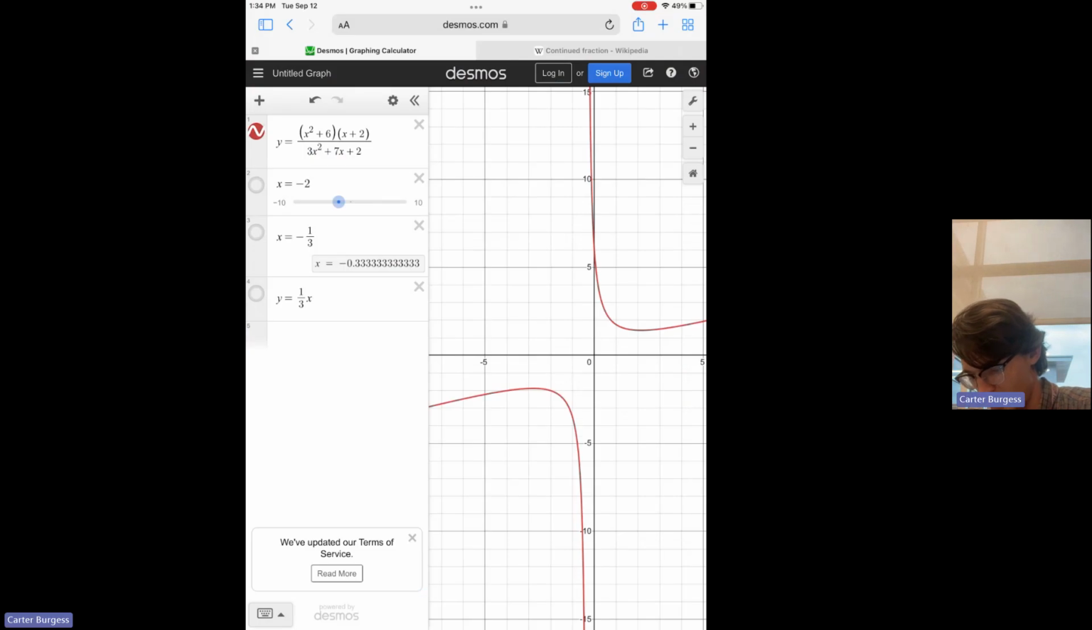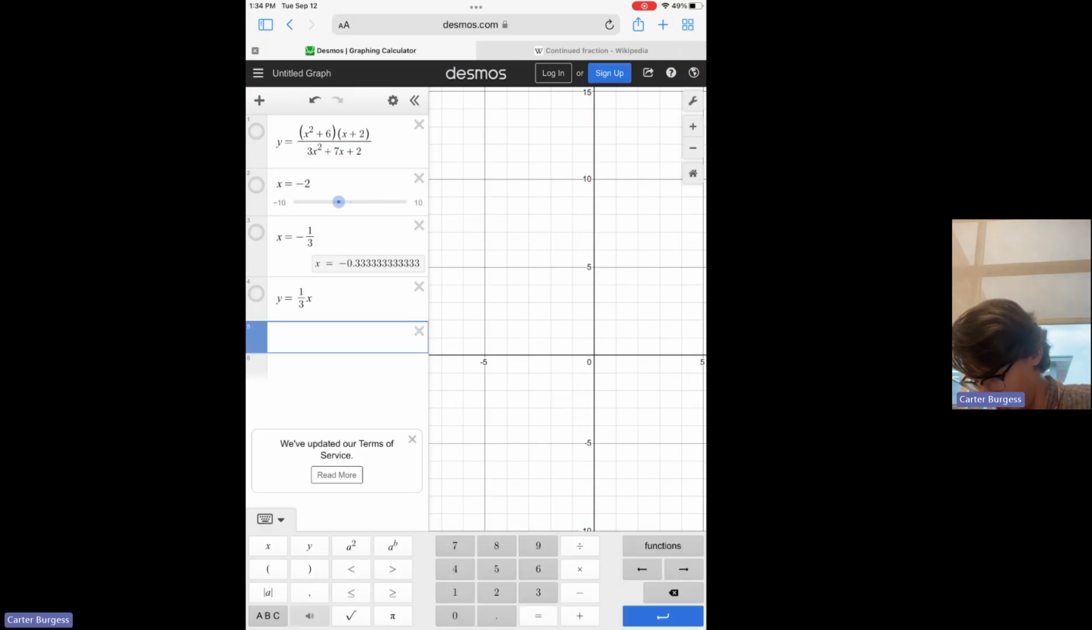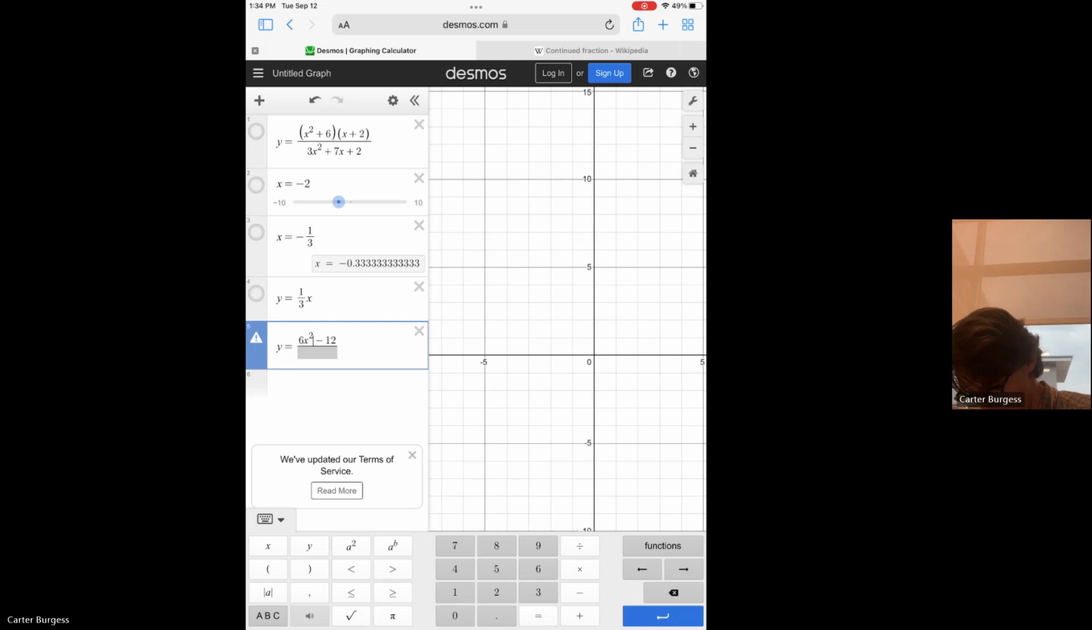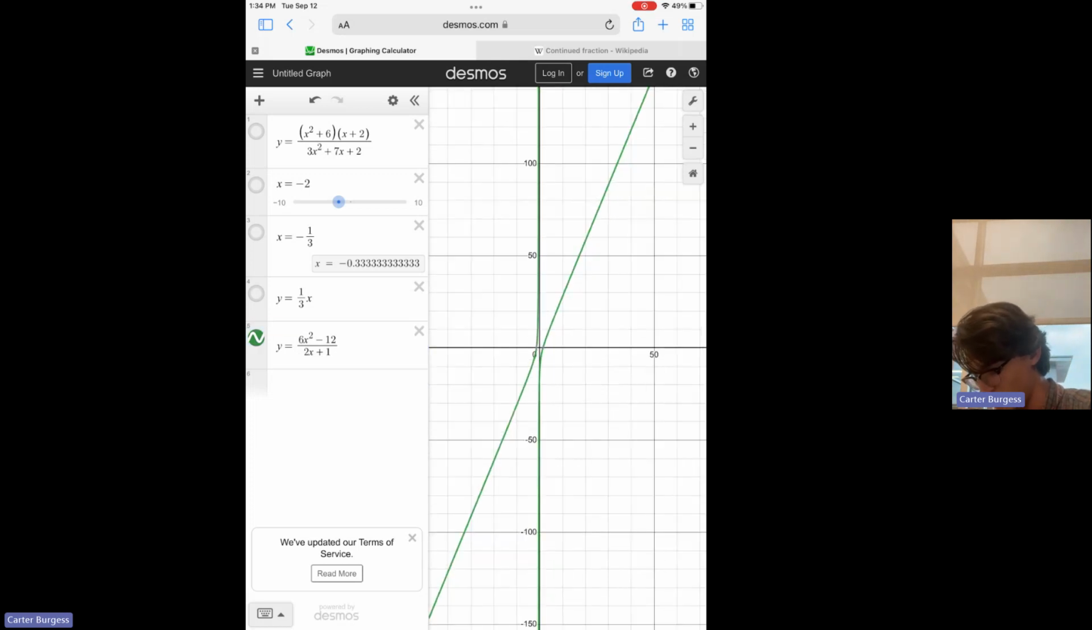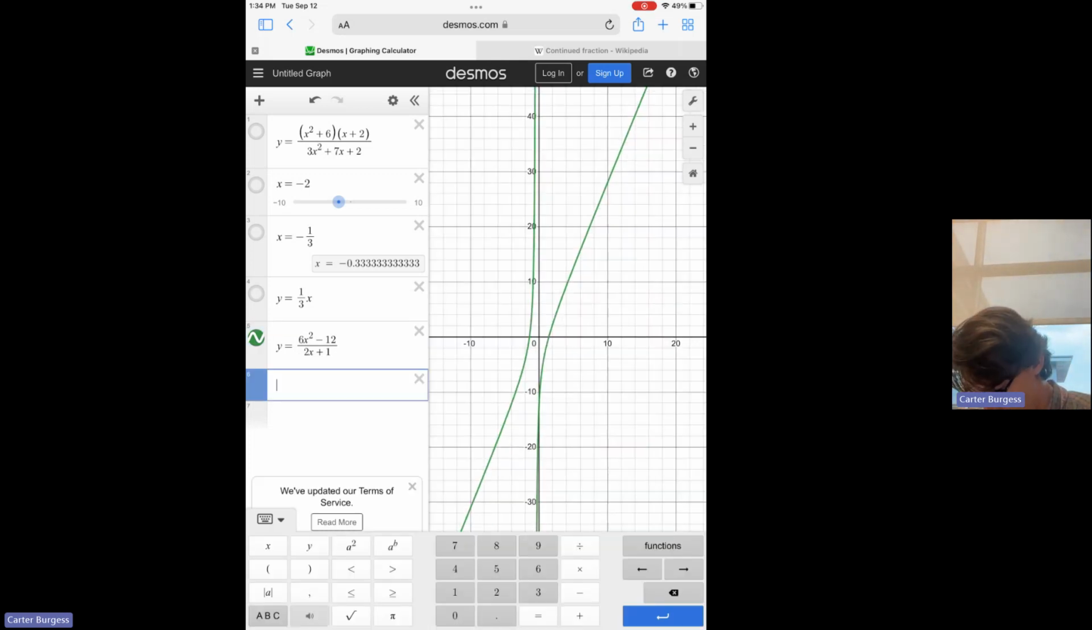Right? So we could think of taking this as, we'll say, y equals (6x minus 12) divided by (6x squared minus 12) divided by (2x plus 1). And as we zoom out, that's going to be a line with a slope of 3. That's all cool. And we could try y equals 3x.